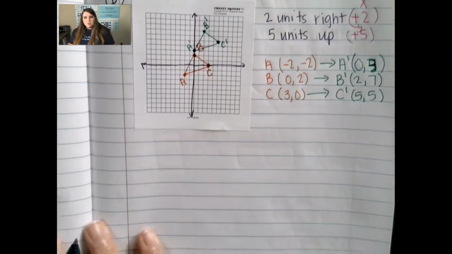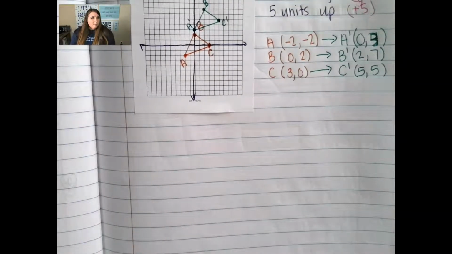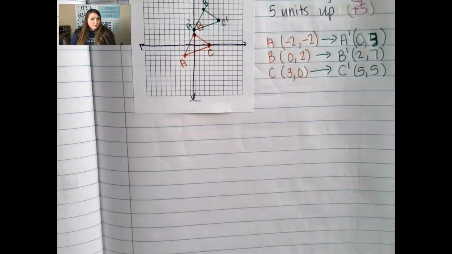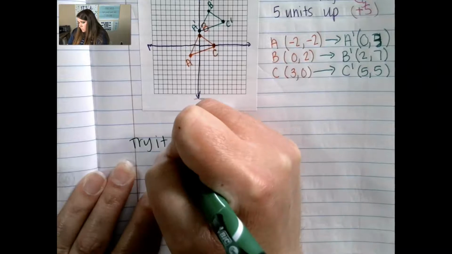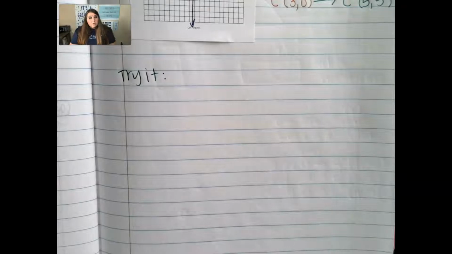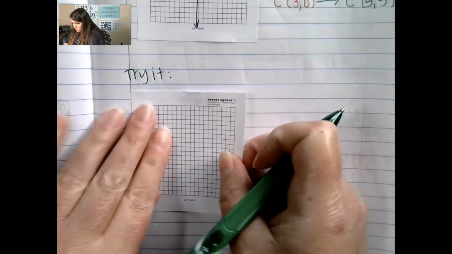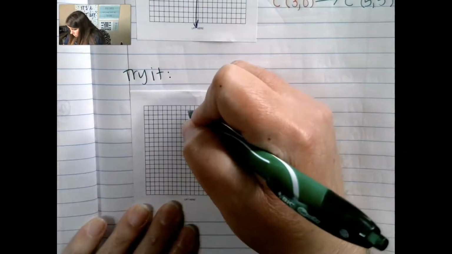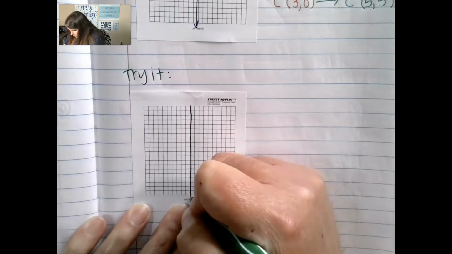All right, it is your turn now for a try it. It's your turn for a try it. So the first try it that I'm giving you is I would like for you to please look at, so the first thing I want you to do is let's move this out of the way. I'm going to make you a new triangle. And this triangle starts, there we go.